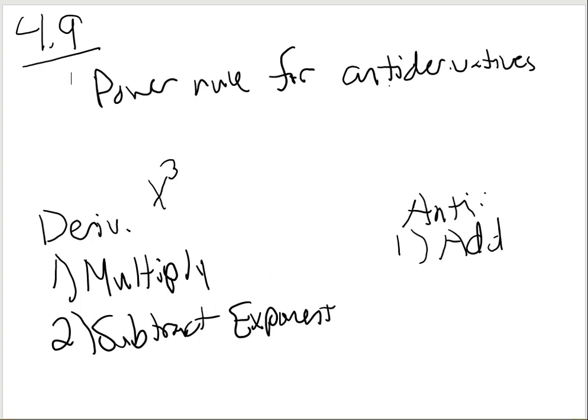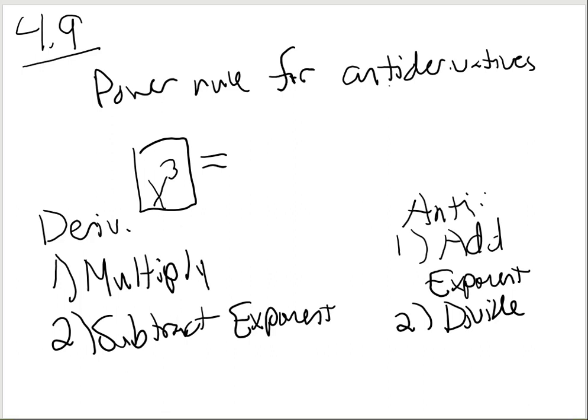So our first step, if we want to go in the reverse, we need to start with the opposite of doing number 2. So that's add to the exponent. And then divide. So if we want to find the antiderivative of x cubed, that's going to be, well, we add 1, x to the 4th, divide by our new exponent, and then plus c. And so that is one of the rules we can have, the power rule for antiderivatives.